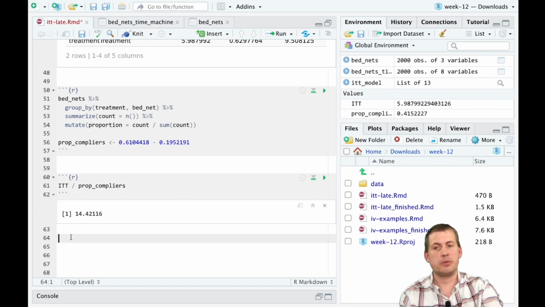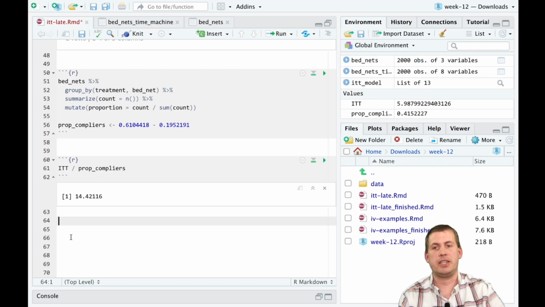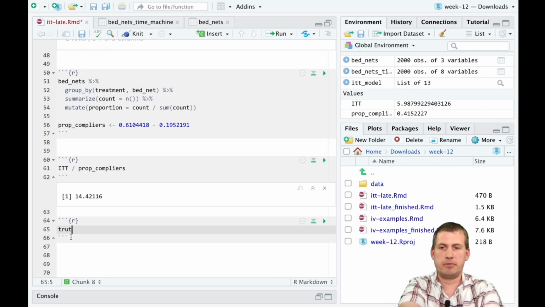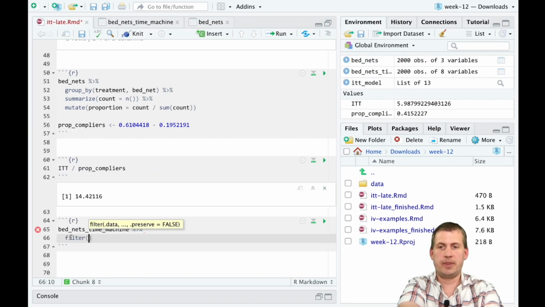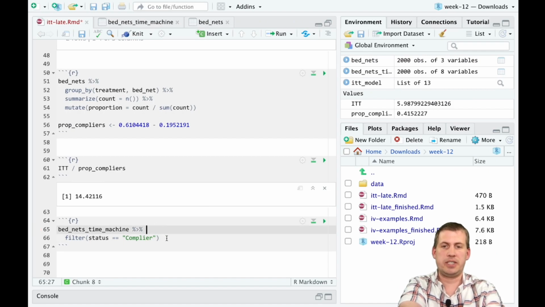One thing we can do, because we have this time machine data, is we can see what the actual causal effect is for the compliers. So let's add a new chunk here. We'll just say BedNet time machine. We're going to only look at the compliers. So we'll say filter status equals complier. So we're getting rid of all of the always takers and the never takers. And then we want to see what the causal effect is.